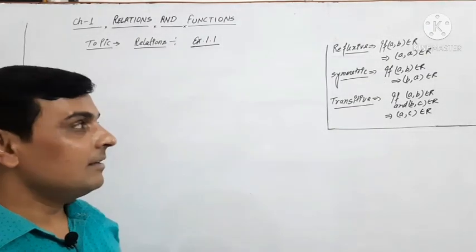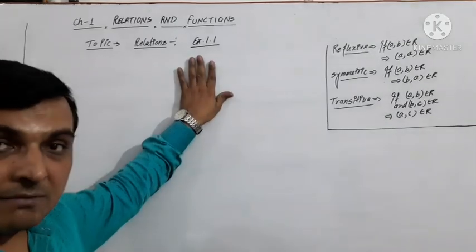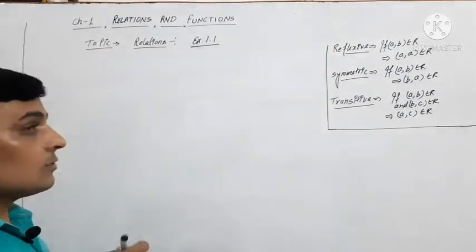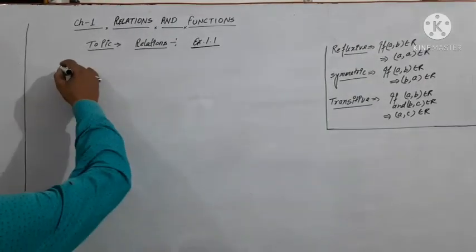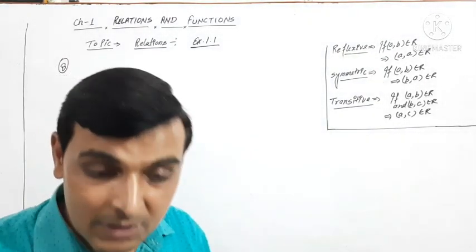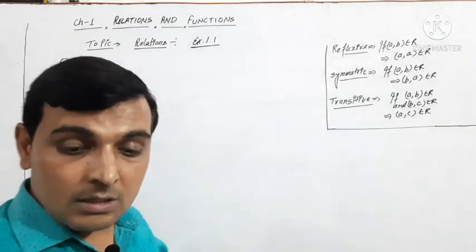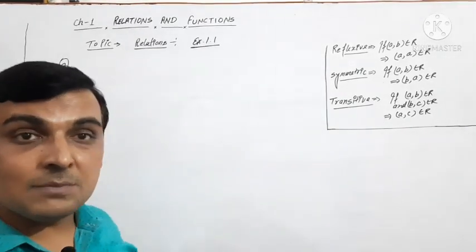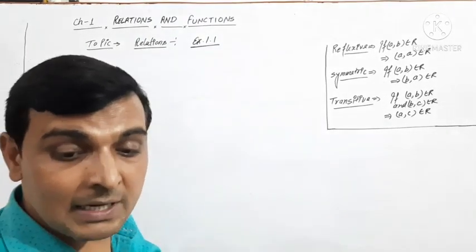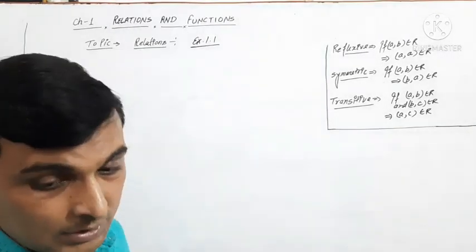Again I am here for exercise 1.1. We are starting from question number 8. So see question number 8. What is the question? This is an important question, beta, from your examination point of view. It has come in the CBSE board so many times in different forms. So I am telling you all the forms of this question.